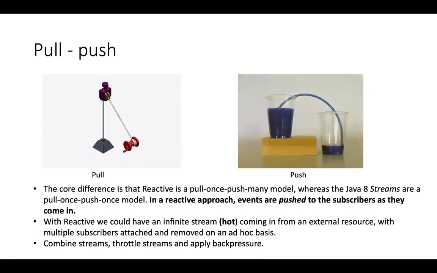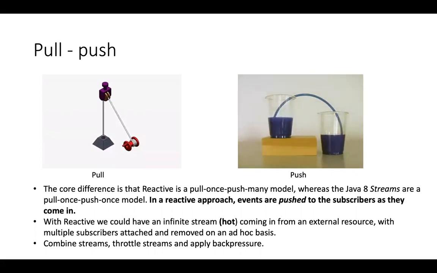So how is reactive different? In general, what we used to do in the traditional way is a pull once, push once model. We ask for an item, that is called pull, and push, it gives us that item. So that is pull, push, but pull once, push once. You got it, right? We call a method on any object with an argument, and we get the response in the same thread. So this is pull once, push once.